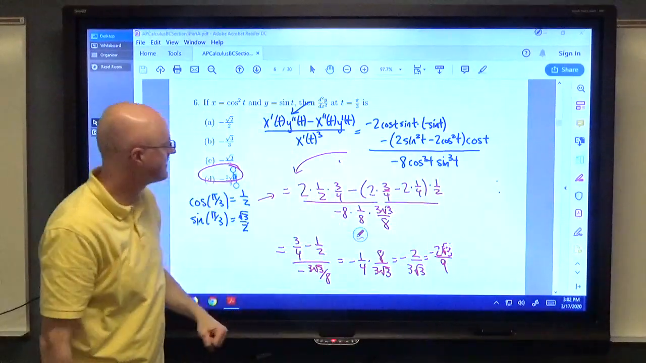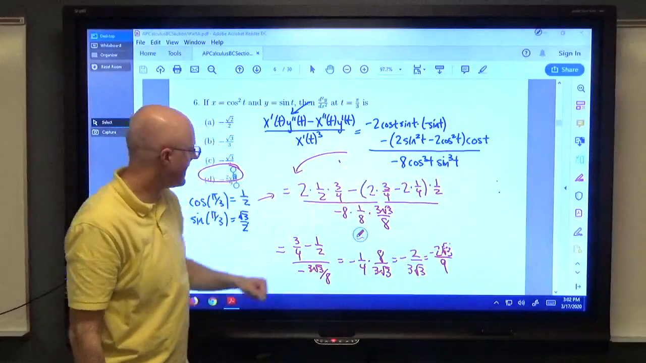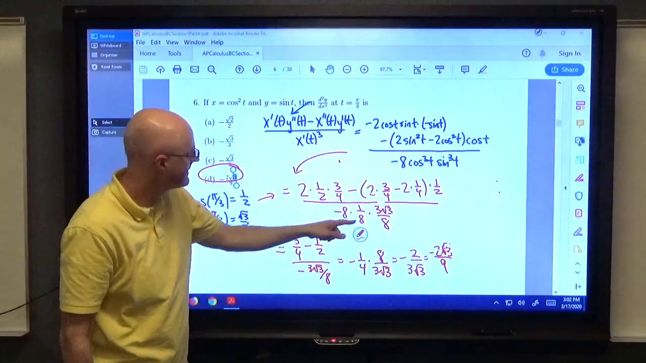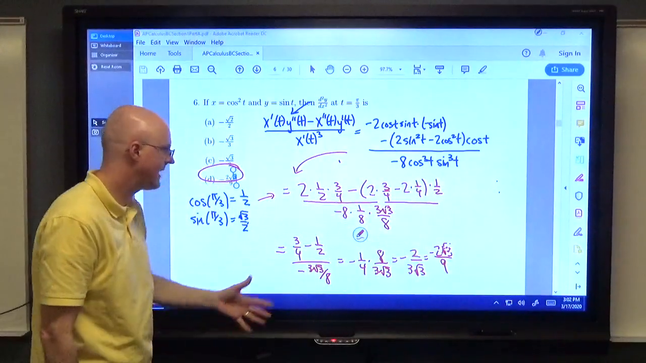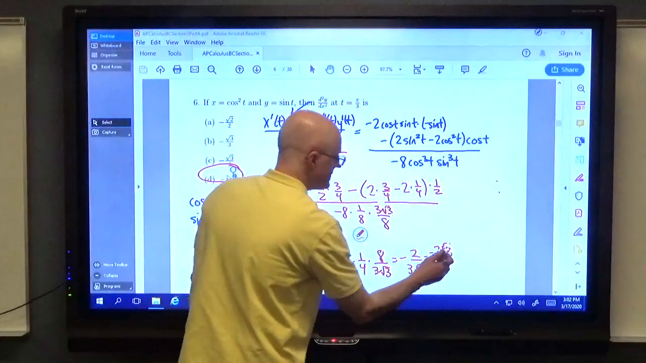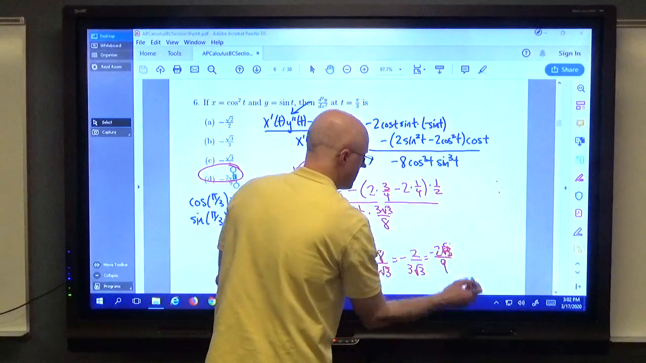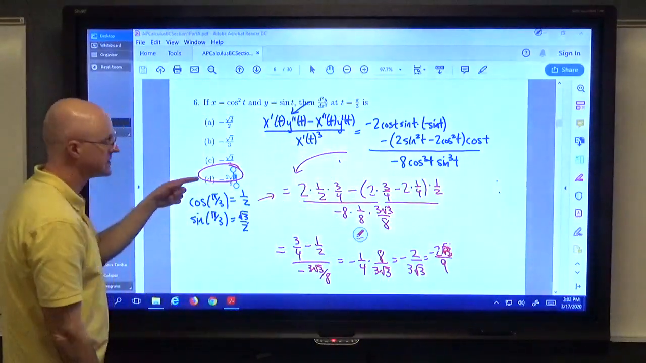Cos t is 1/2. Then on the bottom, I got negative 8 times this thing cubed is 1/8 times sine cubed. Cube this thing, you get 3 root 3 over 8. Then you simplify, you do get the same answer as before. Negative 2 root 3 over 9, which is choice D.